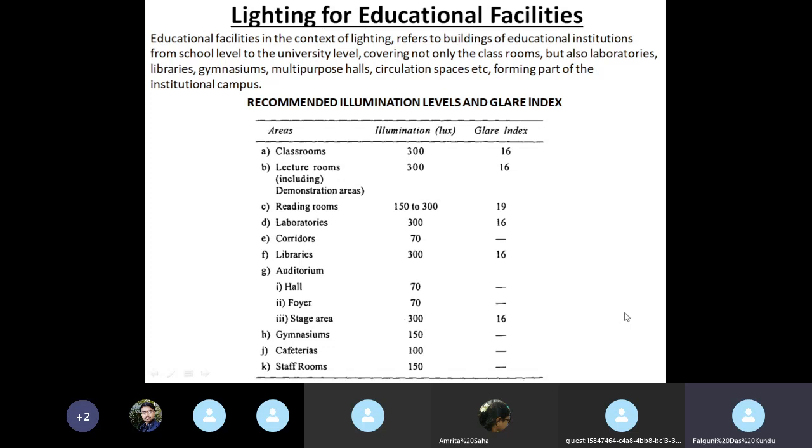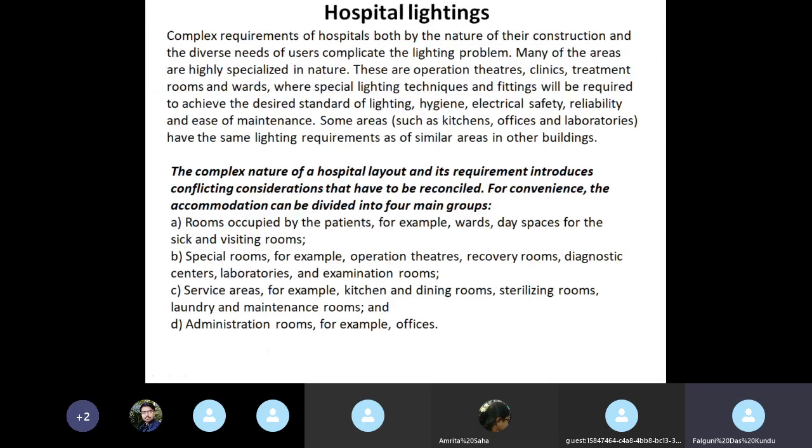Now we are going to discuss hospital lighting. Complex requirements of hospitals, both by the nature of their construction and the diverse needs of users, complicate the lighting problem. Many of the areas are highly specialized in nature. These are operation theaters, clinics, treatment rooms, and wards, where special lighting techniques and fittings will be required to achieve the desired standard of lighting, hygiene, electrical safety, reliability, and ease of maintenance.